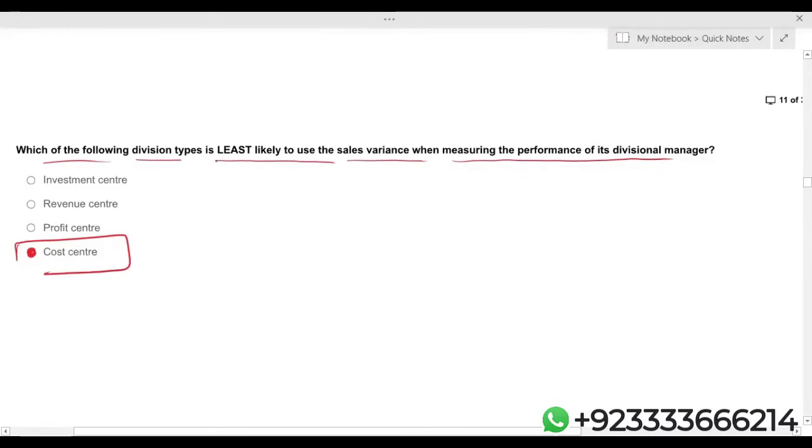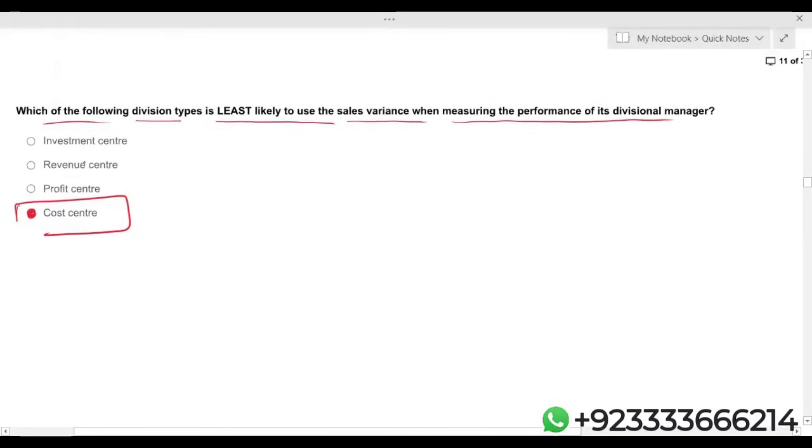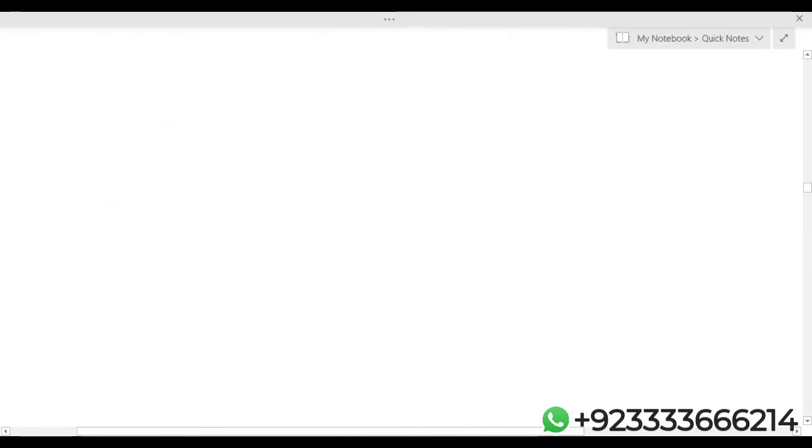Which of the following division types is least likely to use sales variance? If I'm the head of a cost center, why would I use sales variance to measure the performance of its divisional manager? So a cost center is not going to use sales variances to measure the performance of its divisional manager.